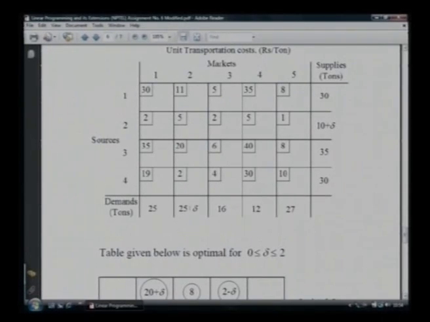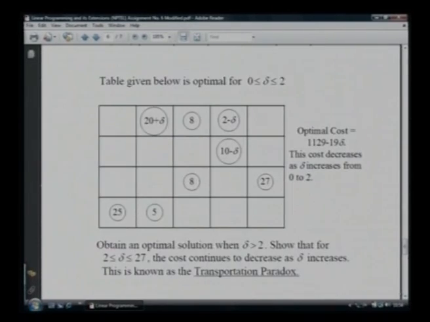So, in this case you see this is the table, and the 10 plus delta is the supply at source 2, and 25 plus delta is the demand at market 2. Now the solution shown in this tableau is feasible for delta between 0 and 2, and you can also verify that it is optimal for all values of delta between 0 and 2, right. But you see that the optimal cost is 1129 minus 19 delta. That means as delta increases, the cost will decrease.